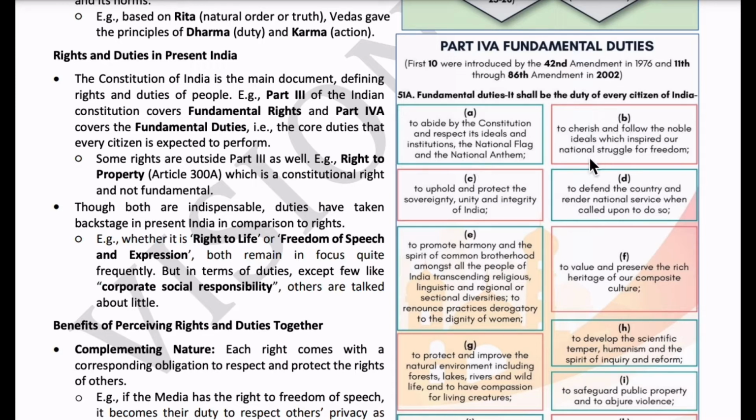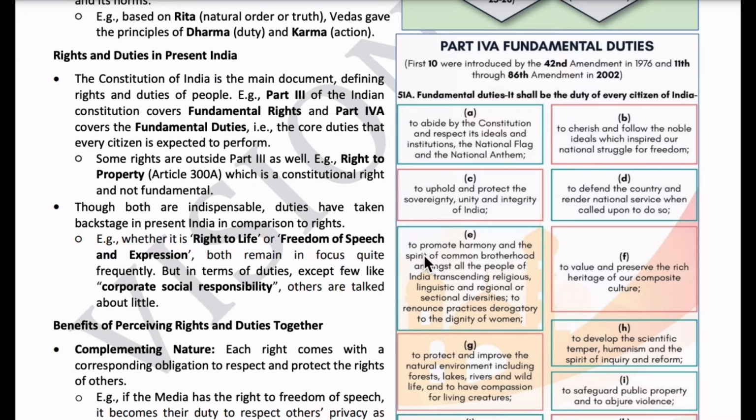Next, we have to cherish and follow the noble ideals which inspired our national struggle for freedom. Next is to uphold and protect the sovereignty, unity, and integrity of India, to defend the country and render national service when called upon to do so. All these are our fundamental duties.